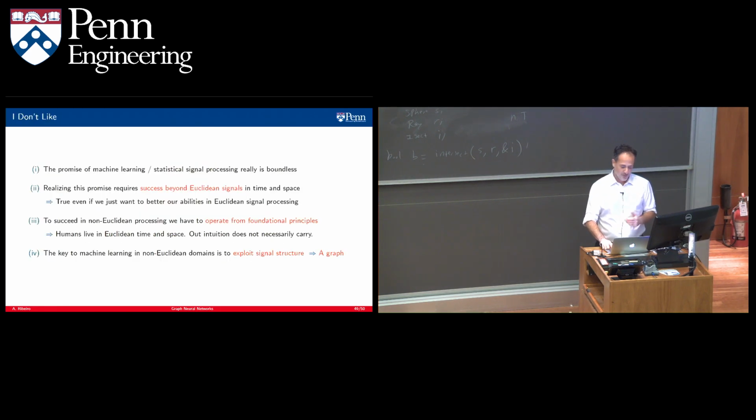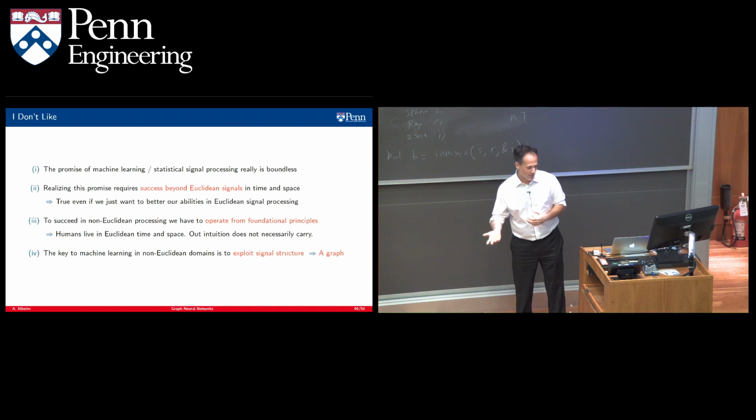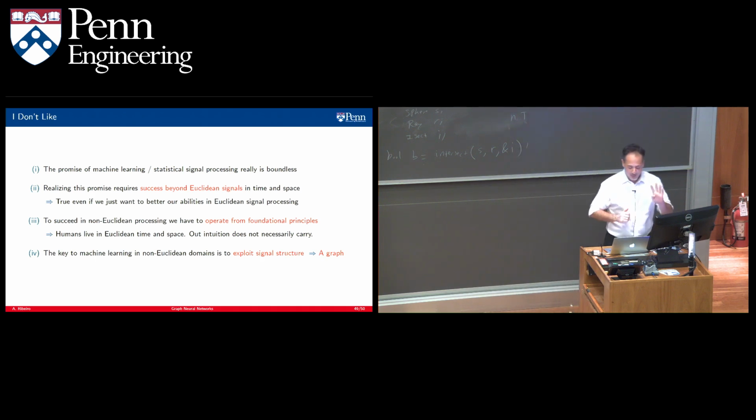So, I messed up the title. I think that title should say the following: I don't like to believe, but yet I believe, okay? And I believe in the following 4 things. I'm a believer, in a sense, okay? One is that the promise of machine learning, indeed, is boundless, okay? There are many interesting problems that we would like to solve, so we really should be focusing on this.